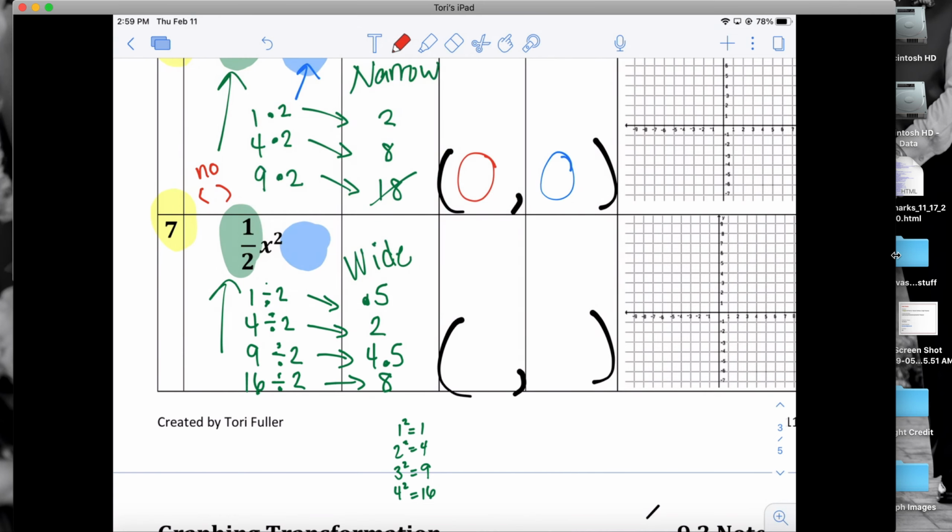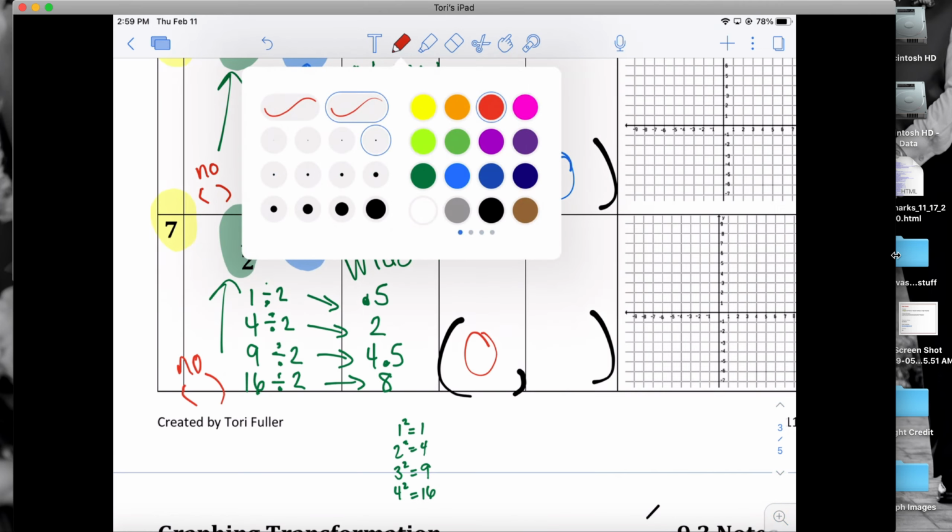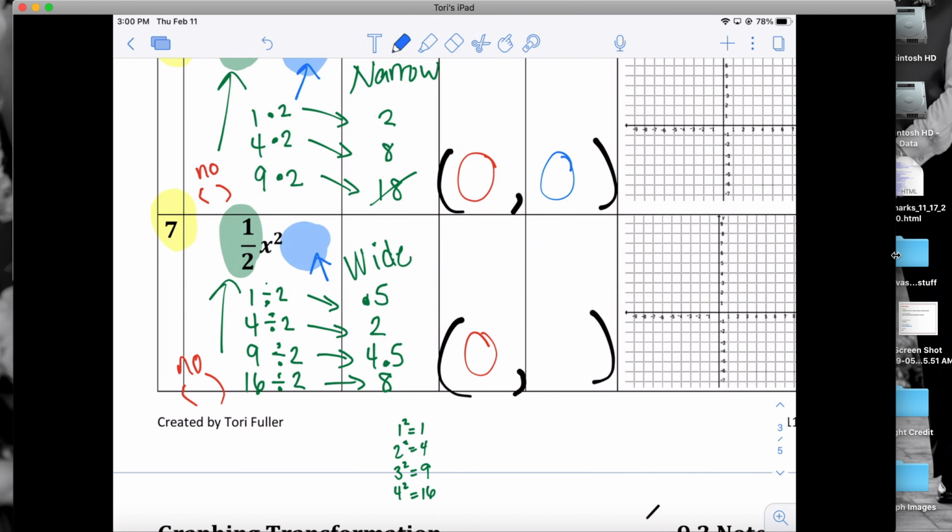All right, when it comes to number 7, there are no parentheses. I will use a 0. And for the blue, there is nothing after the squared, so he would also be a 0. Okay?